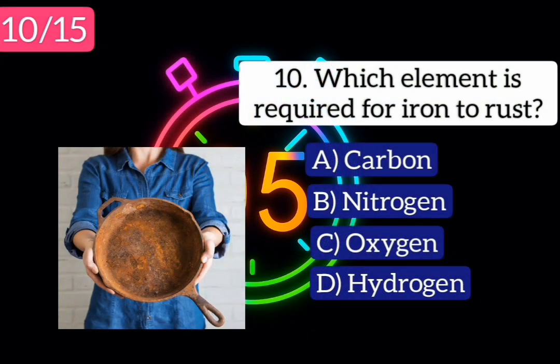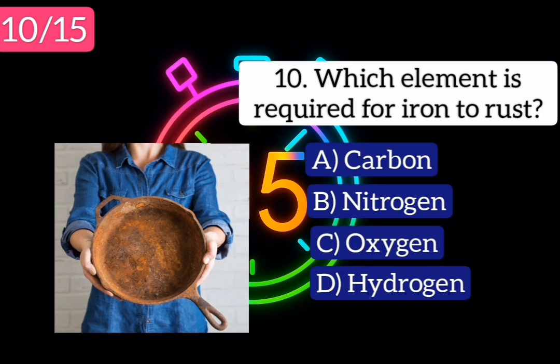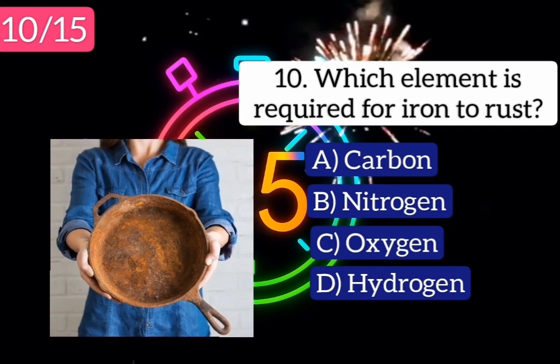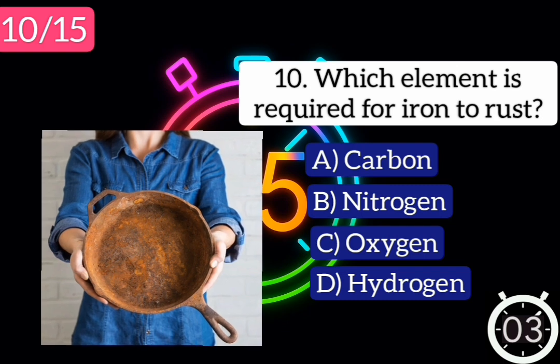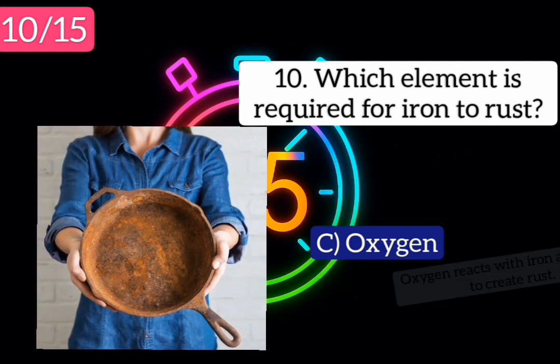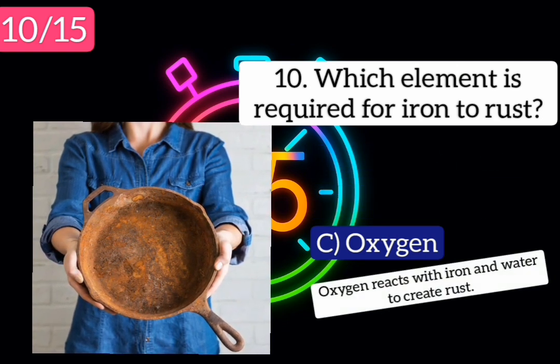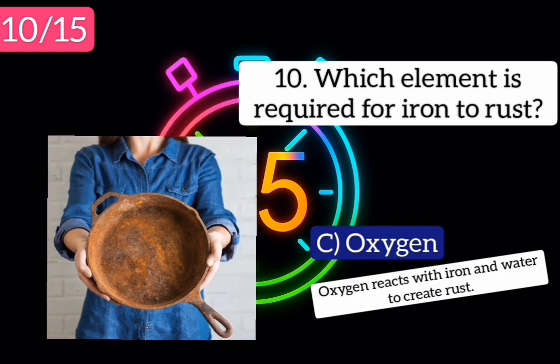Which element is required for iron to rust? Carbon, nitrogen, oxygen, hydrogen. The answer, oxygen. Oxygen reacts with iron and water to create rust.